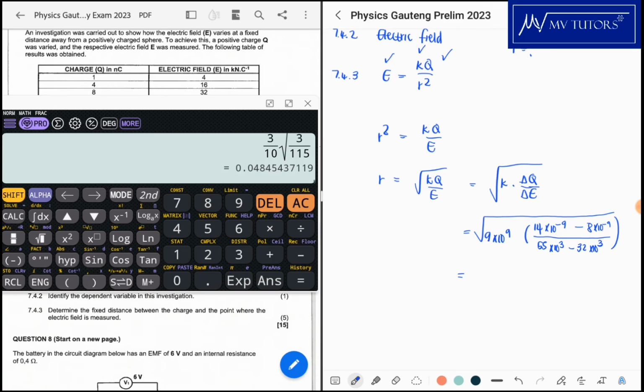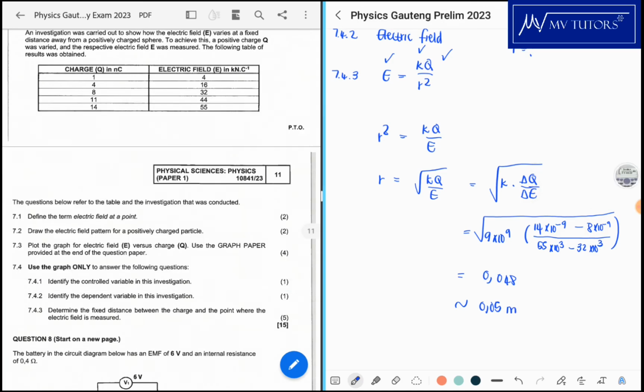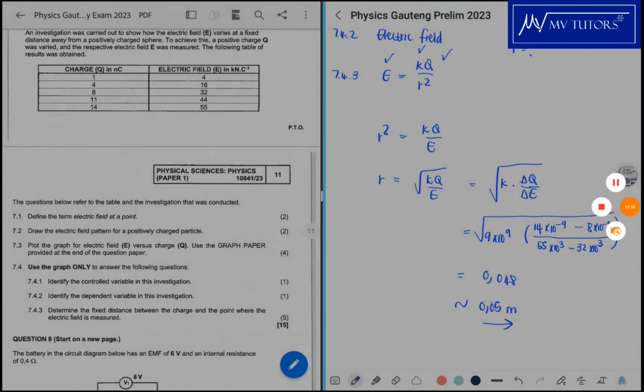Okay, and we're getting a value of around 0,048. I will round it off to 0,05, and what would the unit be? It would be meters. Okay, so that is the fixed distance between the charge and the point where the electric field is measured. All right, and I think that concludes 7.4.3. And how long did we take? 13 minutes, yeah, which is quite good.